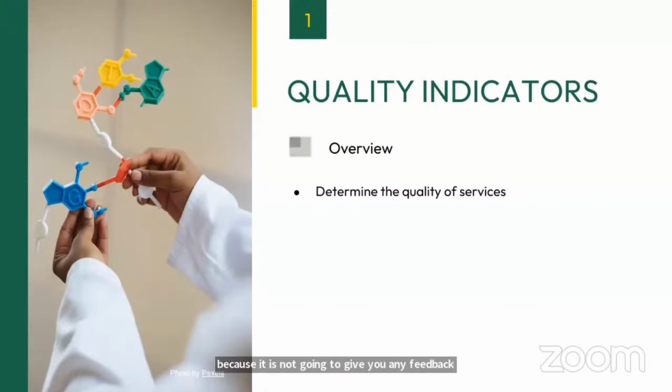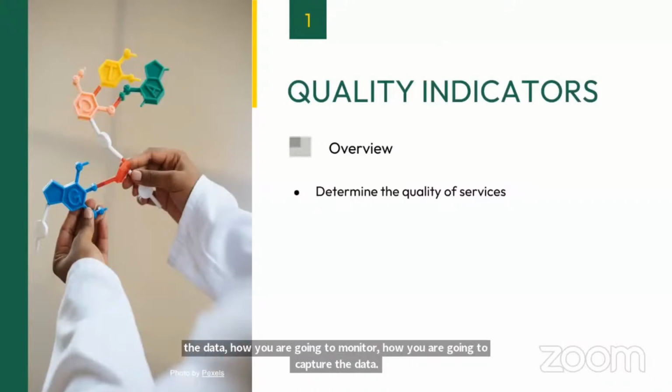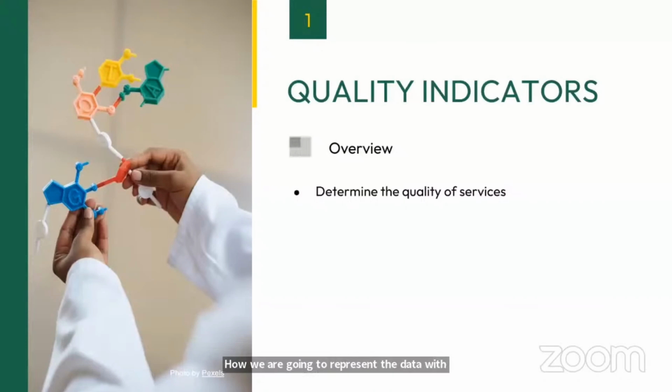So you have to define an appropriate quality indicator with an appropriate objective behind it. Then you should have a specific methodology of capturing the data: how you are going to capture it, how you are going to represent it with the help of graphs and statistics, how you are going to analyze that data, and what your limitations are.